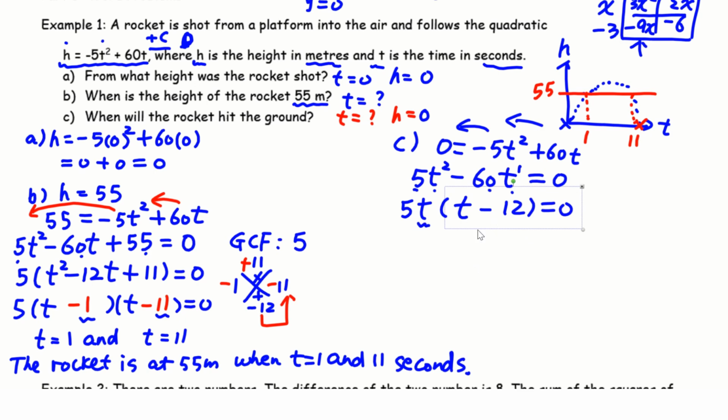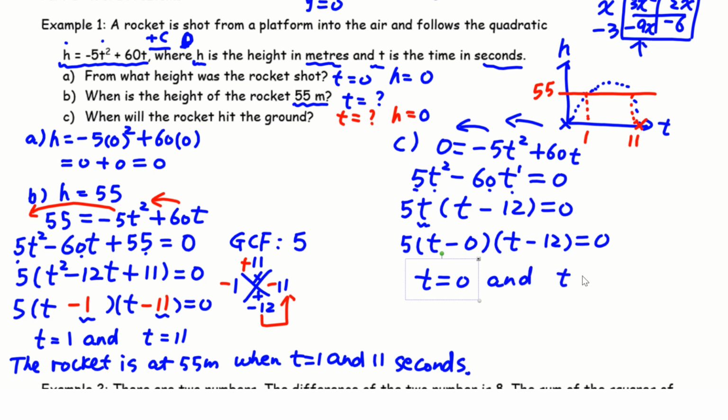And for this one, this t has no number in the bracket, we could write it as t minus 0, t minus 12. Then we have t equals 0 and t equals 12. So this is a factored form, 1t at the front. So therefore, t equals 0 is at the very beginning when the rocket is shot, so it's not hitting the ground. So only at t equals 12 will the rocket hit the ground.